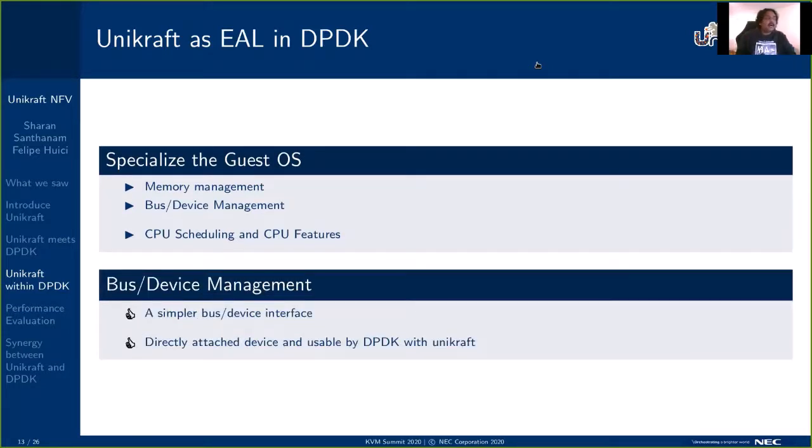In terms of device management, Unikraft just probes the devices and lets the application take over the device controller altogether. Unikraft identifies which devices are necessary for an application and just hands them over to the application. It is up to the application how to handle these devices. You don't need any additional file system or anything else to handle these devices.